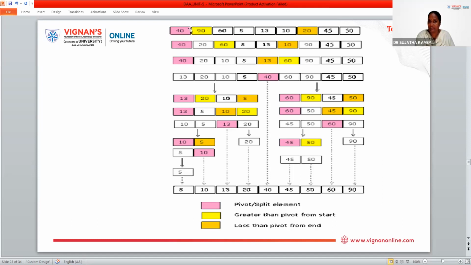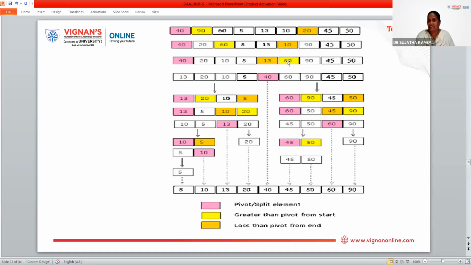So what we are doing is, first we are selecting randomly one element as the pivot element. We are finding the greater element from this side and we are finding the lesser element from this side. These two are to be swapped with each other. The same procedure continues. Here greater element, here lesser element. Two are swapped.